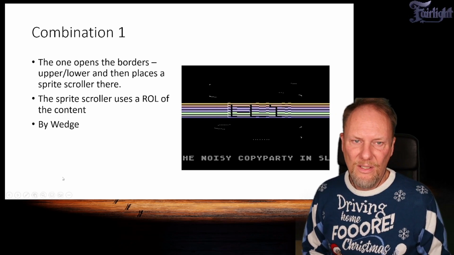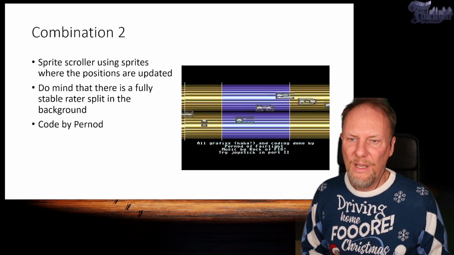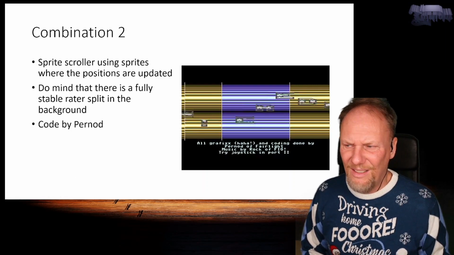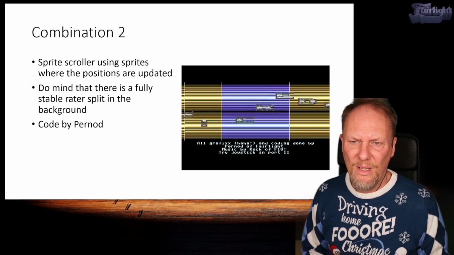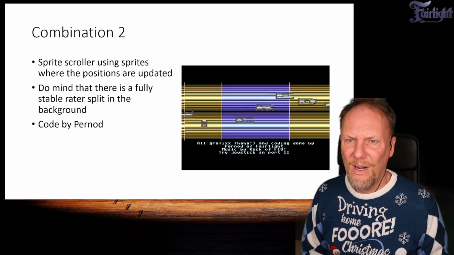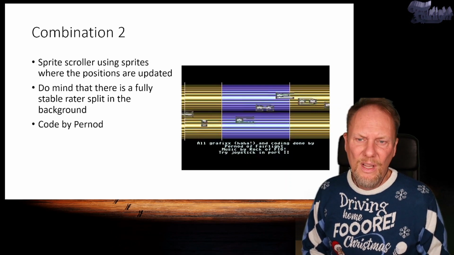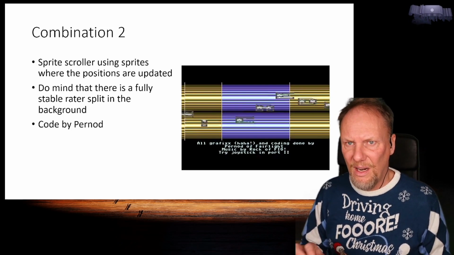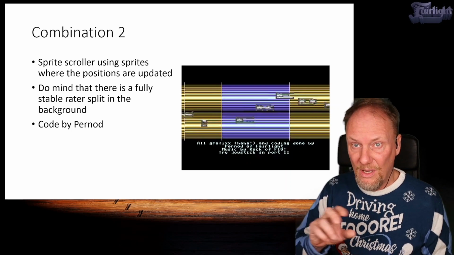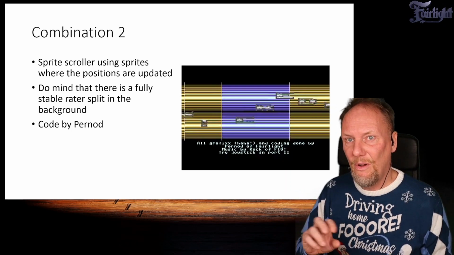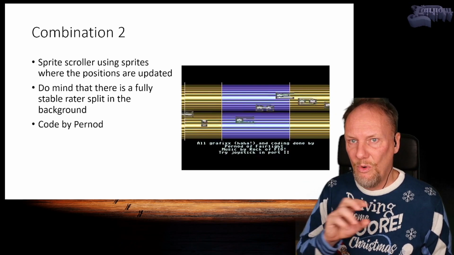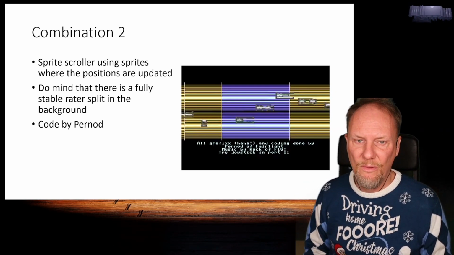Okay, so the next one here is this one. This one is from Per Node. I think this is from the same demo. It's also from the FairLight demo Digesta, I think. Here he uses sprites that are characters, and then he's moving the position. So this is not a matte of sprites. It's characters actually moving. Sprite characters actually moving.